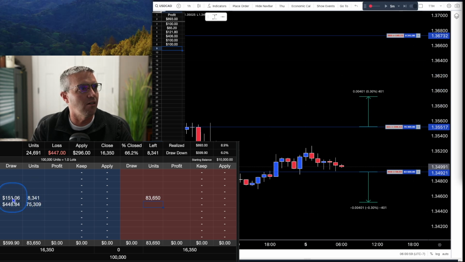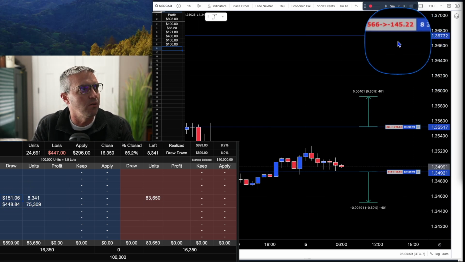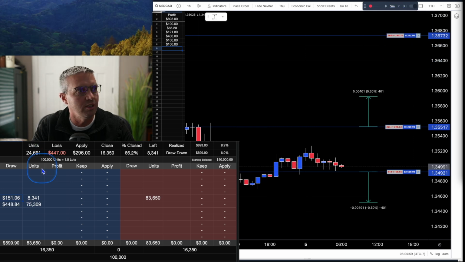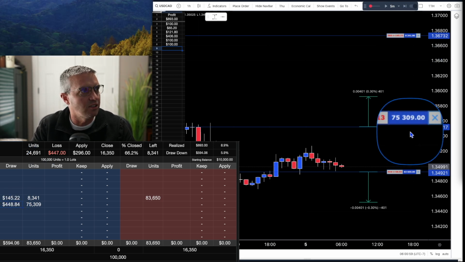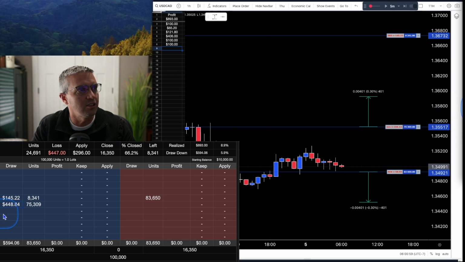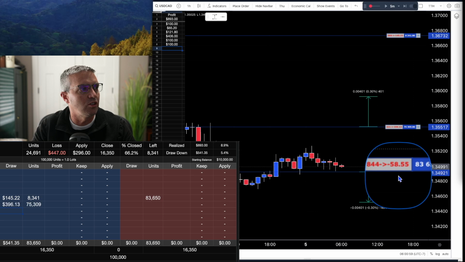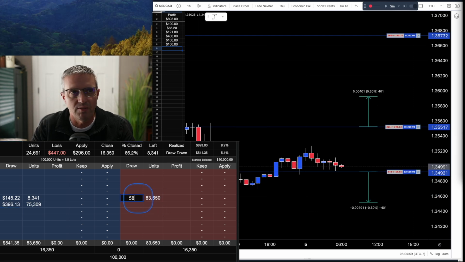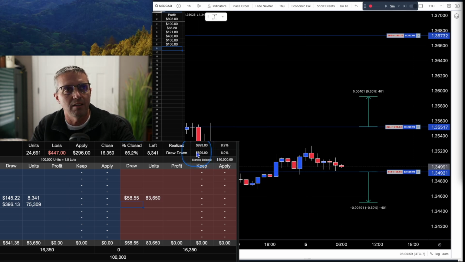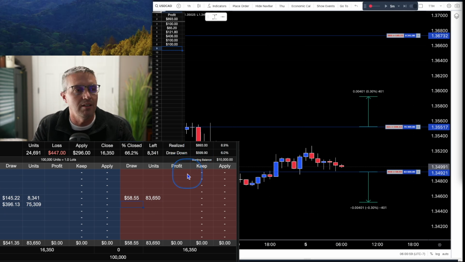So let's break down our drawdown the next morning. So on the long position of 83.41, we have a drawdown of 145.22. And on our 75,309 unit position, we have a drawdown of 396.13. And our 83,650 unit position, we have a drawdown of 58.55. I want to point out something. Our drawdown is still 599.90. If you want to rewind the video to go back, because we're balanced, we've locked in the 599.90. Even though all these numbers just moved, 599.90 is our current drawdown.